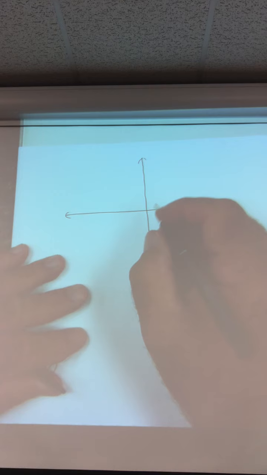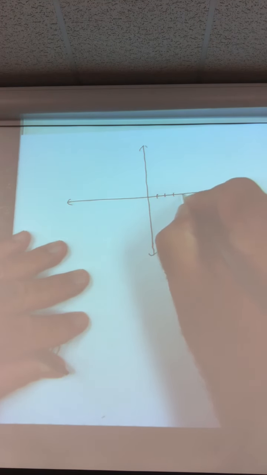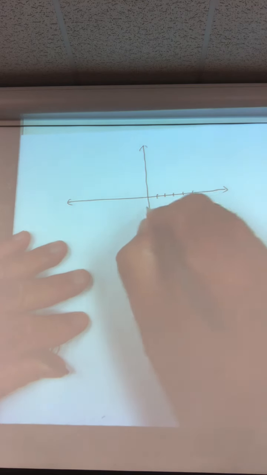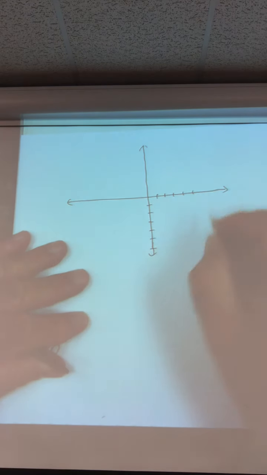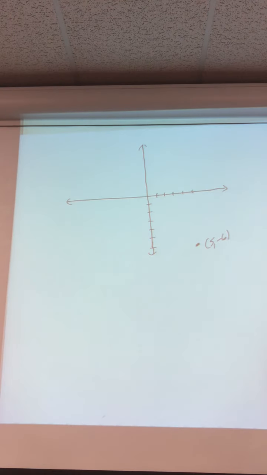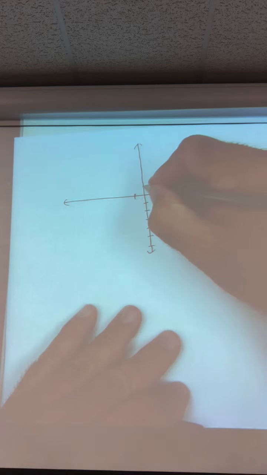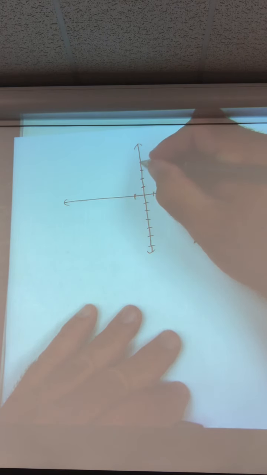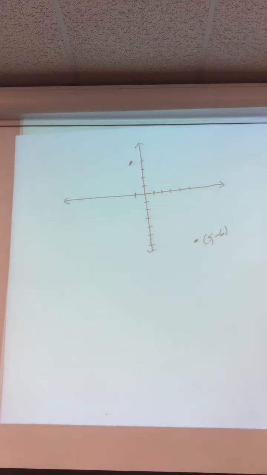If I plot 5, -6, -6 is roughly here. That's where 5, -6 is. To the right 5 and down 6. Now -1, 4 is to the left 1 and up 4. So -1, 4 is about right there.